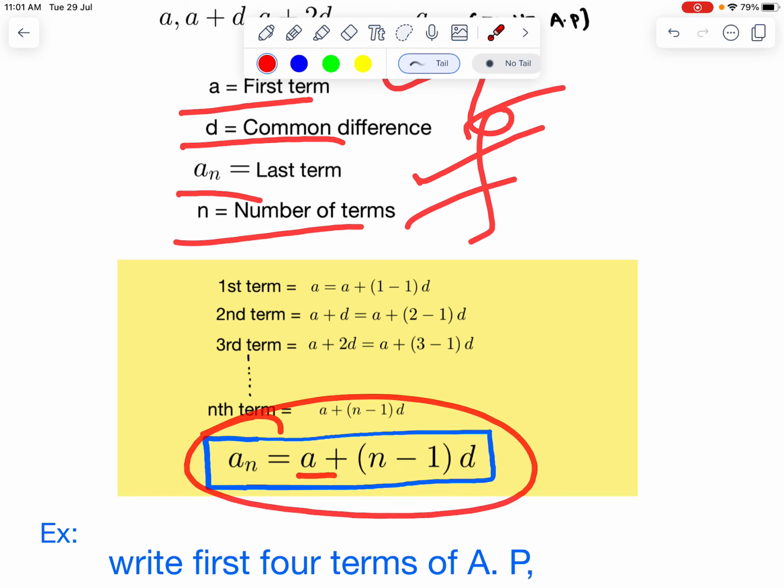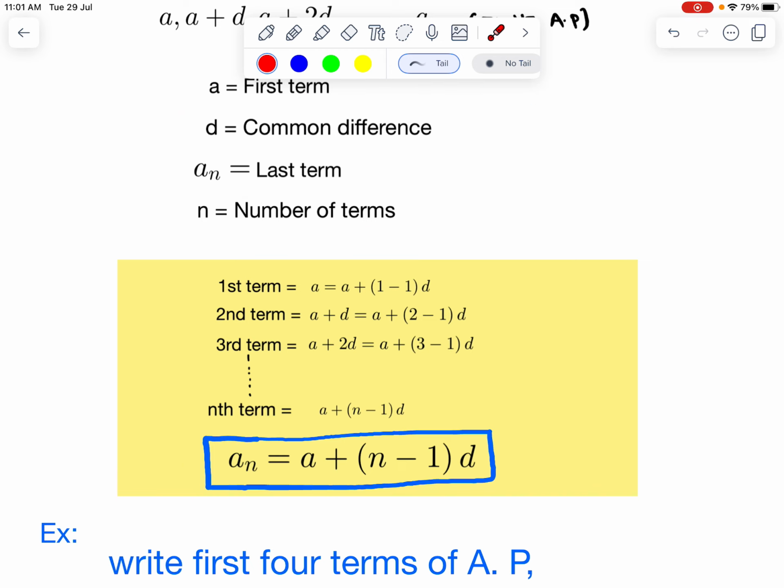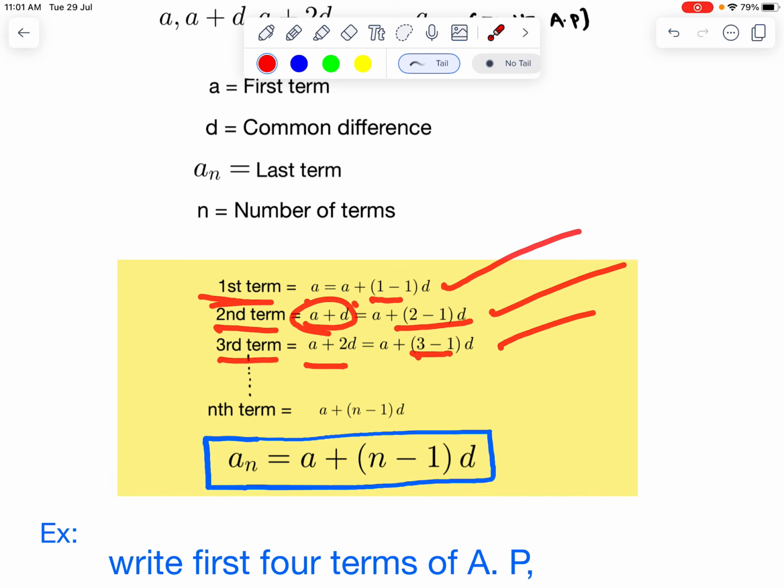an is equal to a plus n minus 1 into d. First term a plus 1 minus 1 into d. Second term a plus d, a plus 2 minus 1 into d. Third term a plus 2d, a plus 3 minus 1 into d. Therefore, nth term is a plus n minus 1 into d.